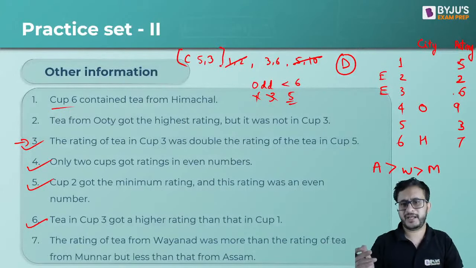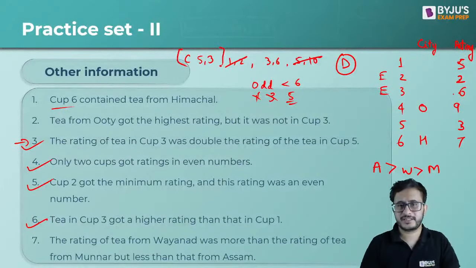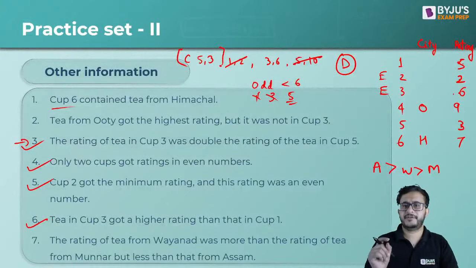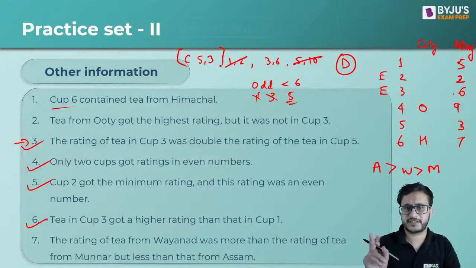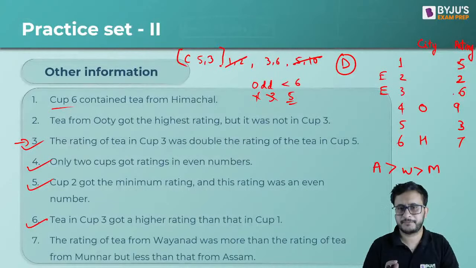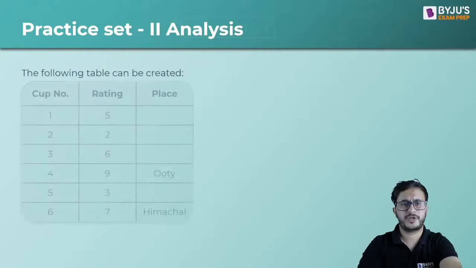Now, usually in CAT, you are not able to fill everything. They will give you condition-based questions. So we can find the rating of all these cups, right? And we can find the teas from two of the cities, cup 4 and cup 6. For the rest, we know that A is greater than W is greater than M, and D is also one of those. We can't rule out the possibility that D is higher than A. So we do not know about D, but we know about these three. Okay, so here's the question.